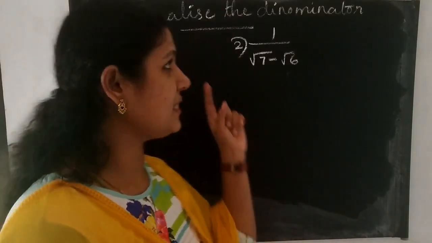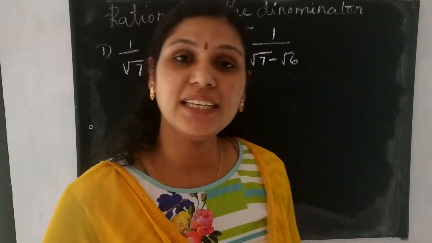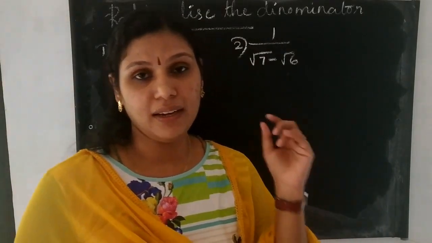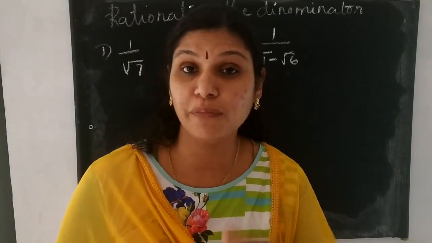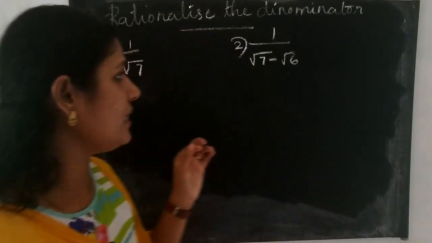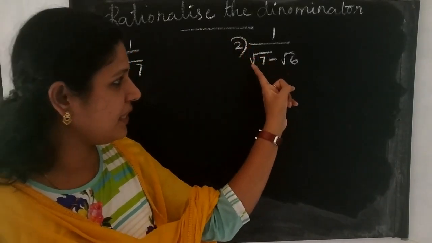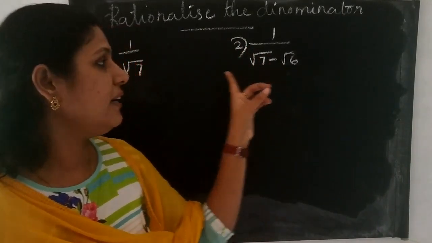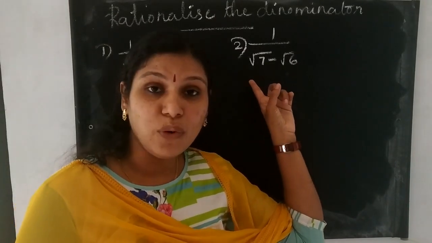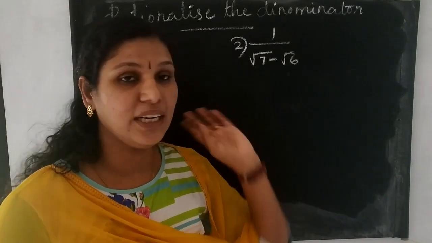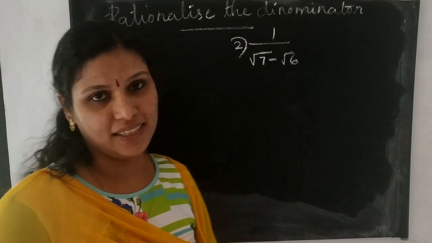Next our topic is rationalize the denominator. Rationalize the denominator means remove the root from the denominator part. See children, our first question here is 1 by root 7. The second question here is 1 by root 7 minus root 6. We can remove the root from these denominators. Okay, that is the meaning of this rationalization.